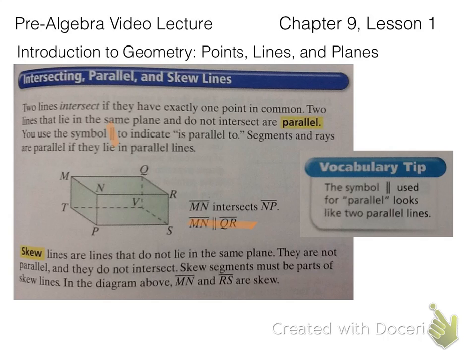So skew segments must be part of skew lines. In the diagram above, we have MN, which is this one right here, and we have RS. They are not on the same plane, they do not intersect, and they are obviously not parallel. All right, so there we go. Let's go ahead and move on to the next slide. I hope you guys are taking very good notes, or at least paying very good attention.